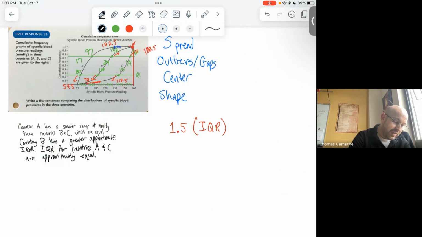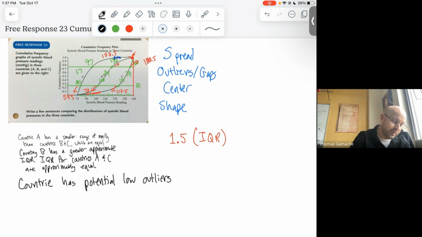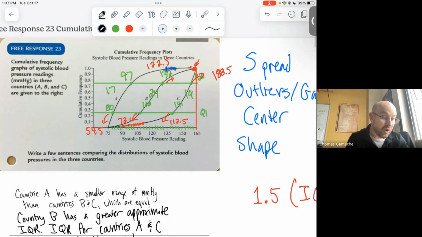So as you can see here, country C has potential low outliers because we know where they are. You can see me shading them in here. Let's see, whereas country A and country B don't.